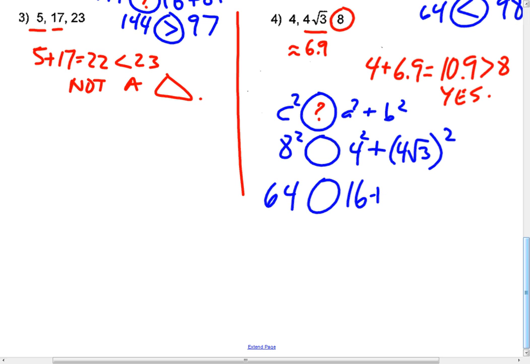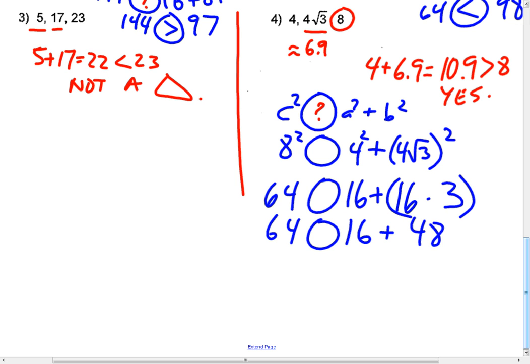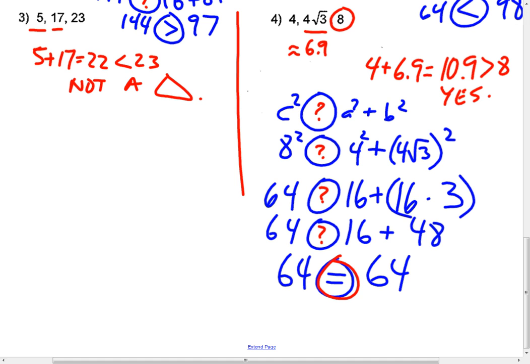64, 16. What happens when you square something with whole numbers and radicals? Square the whole number and what do I get? 16. Square the radical 3 and what do I get? So I end up with a 3. 64 is 16 plus 48. 64 equals 64. So I didn't know. Now I know. What does that mean? This is a right triangle.